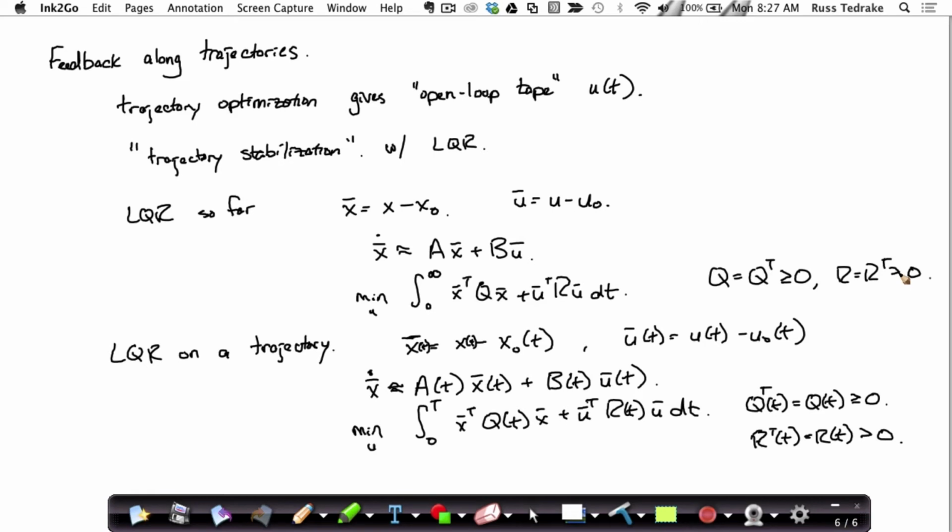Okay. It turns out that even though this looks scary, if you think about this, this is a very broad class of systems, the linear time varying systems, a time varying linear system and a time varying cost. Surprisingly, the same math we did in the derivation of LQR plays out just fine in this time varying case. Let's see how that looks.